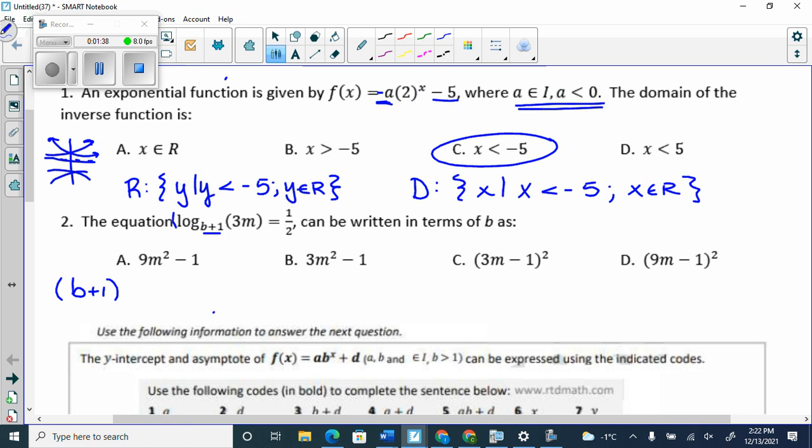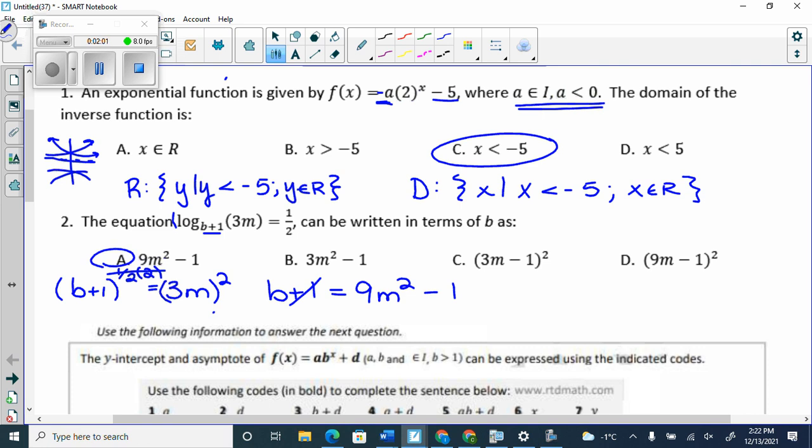What's with it doesn't stay with it. In order for this to be a base of an exponent, it needs an exponent, which is a half, equals 3m. And then how I get rid of a half is squaring. This is not a binomial, it's just a monomial squared. So I'm going to get b plus 1 equals 9m squared. Don't forget to square the front number. And then minus 1, which is a.